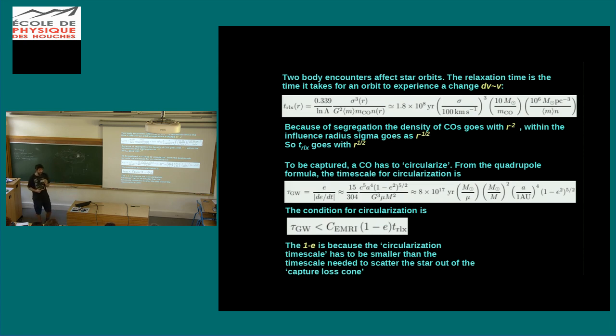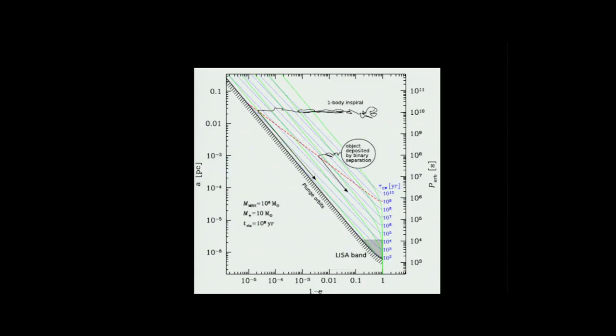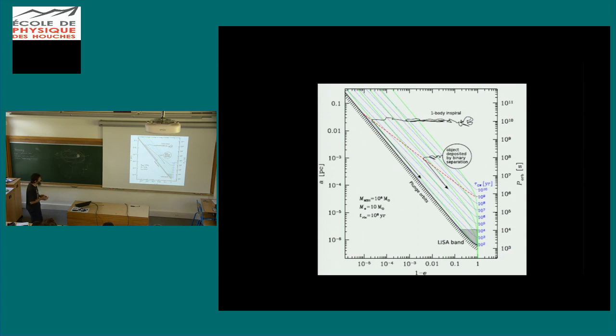So why 1 minus e? Because the relaxation timescale is the timescale to flip this vector, right? But to get in and out of the loss cone, you don't need to just flip this vector. You just need to change it by an amount of the order of the size of your loss cone as you see it from distance r. But this size decreases with 1 minus e, okay? So you have to balance these two timescales, and this is what defines the condition for forming these extreme mass ratio inspirals. Now, if you do the math for a typical stellar distribution, this is what you get.